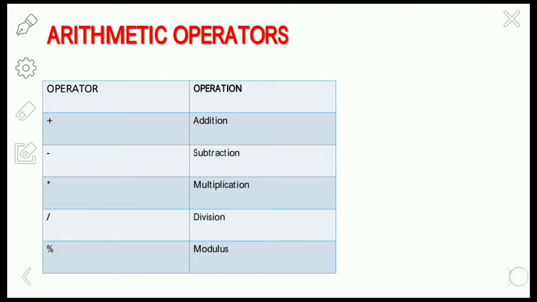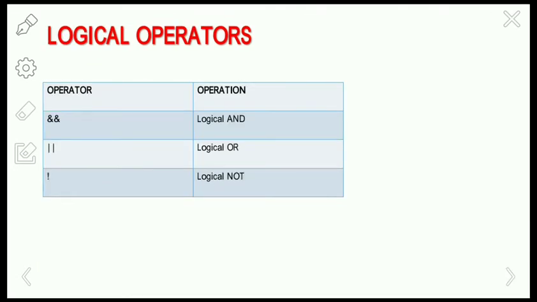So next one is logical operators. Here we have three types of logical operators: and, or, and not. These operators are used to compare the value of two variables. Okay, so logical and, logical or, and logical not. Here the logical and will return true when both the conditions are true. So here we are going to compare the two conditions.